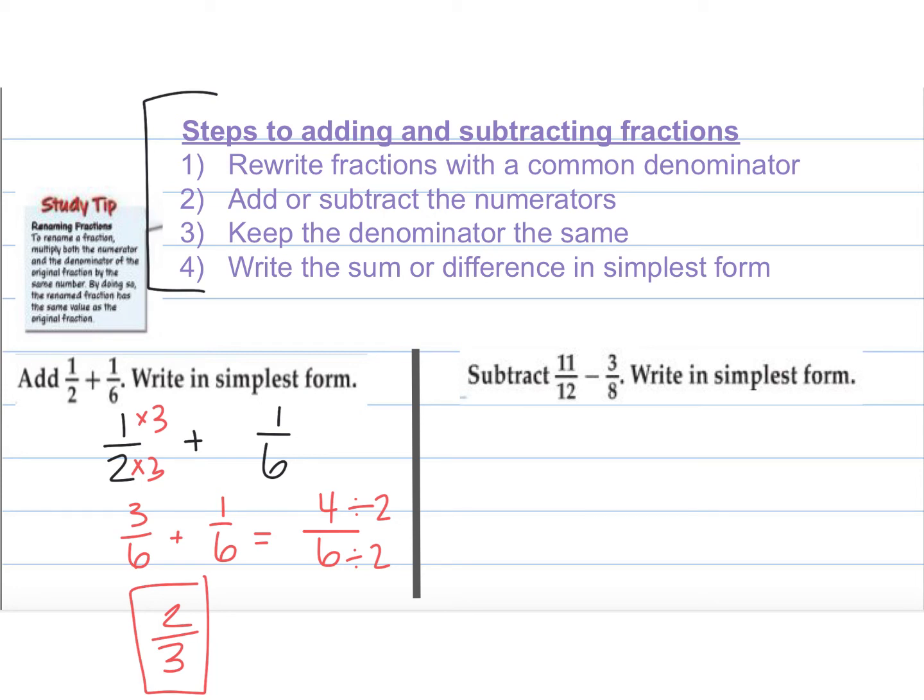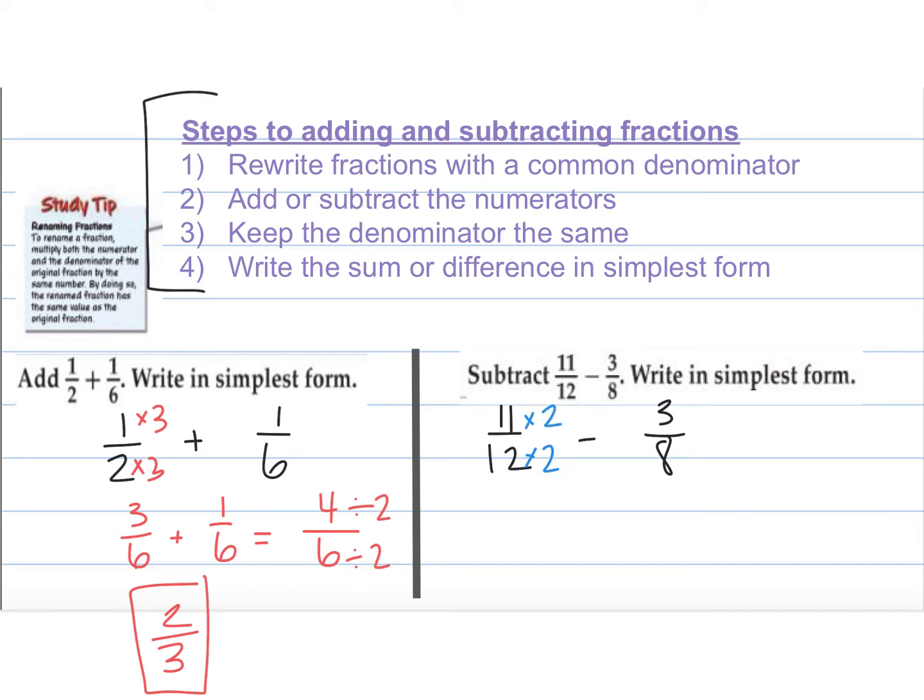Next one, subtract 11/12 minus 3/8. Again, common denominator. We want to find a number that both 12 and 8 can multiply into. I'm just going to rewrite my problem here so I have more space. I know that 8 and 12 both multiply into 24. If you're ever stuck and you can't think of a smaller one, you can always multiply them by the opposite. So I could do 12 times 8 and 8 times 12 to find a common denominator. Your simplifying would just be more work. But I know they both go into 24.